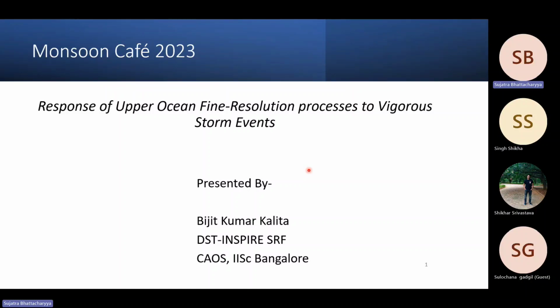Today I'm going to talk about how the upper ocean responds to the passage of a cyclonic storm or hurricane, at very fine resolution, which is less than 10 kilometers.